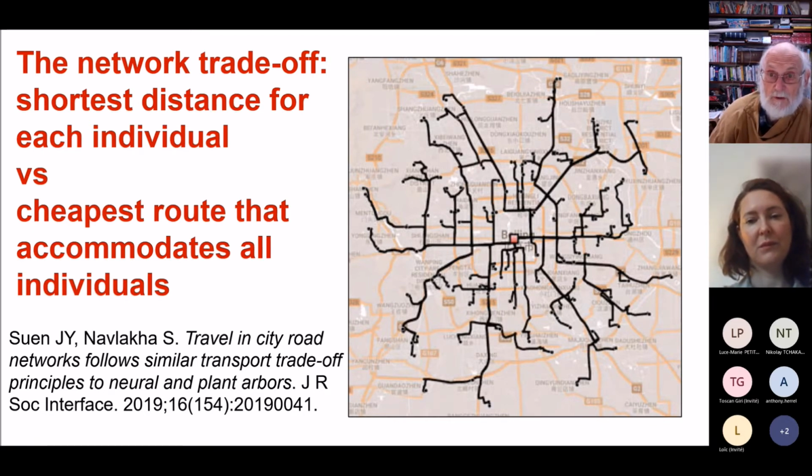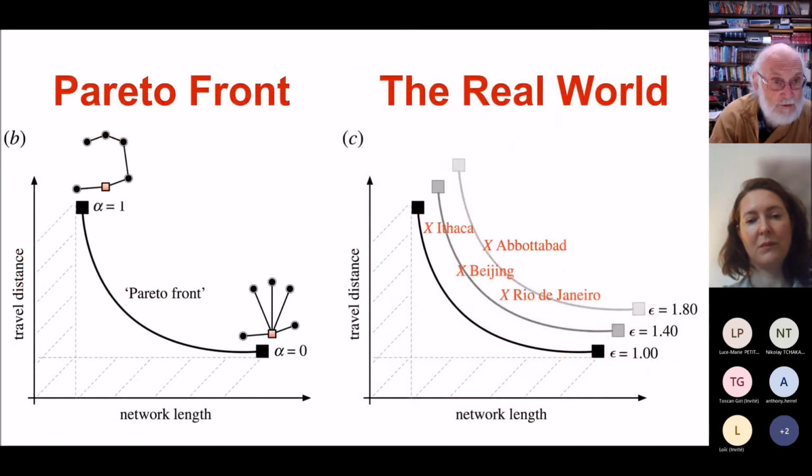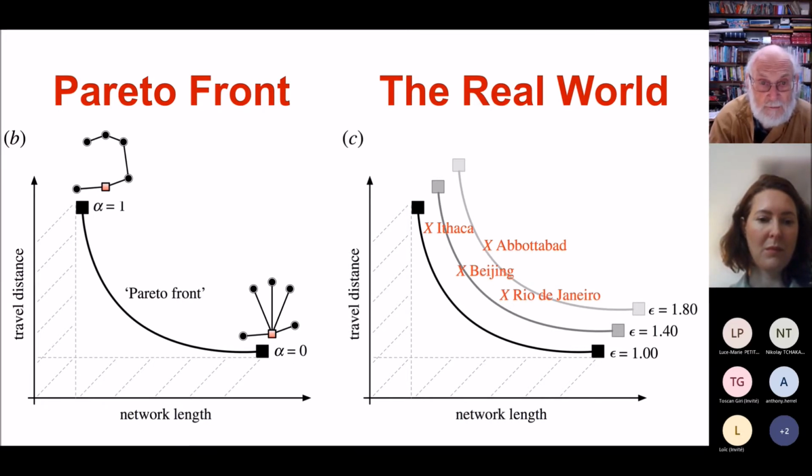And on the next slide, we can see what this actually means, because we've got the Pareto front there on the left, which has been derived in exactly the same way as for those plants. So you've got the satellite at the bottom right and the Steiner model at the top left. And then in the right-hand one, you've got the road systems of a number of towns: Ithaca, Abbottabad, Beijing, and Rio de Janeiro. And you can see that none of them actually conform with the Pareto optimum.